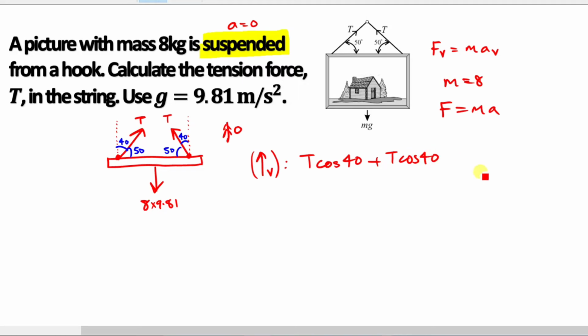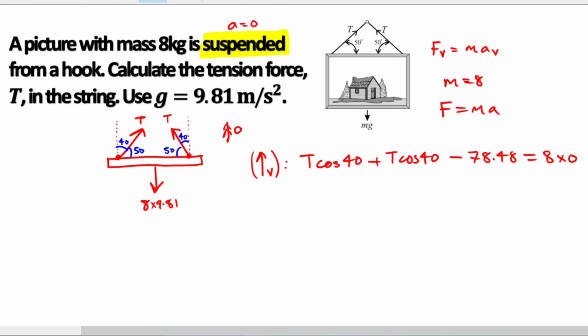That's it. And now the downward forces are negative. The only downward force we have is 8 times 9.81, and in the calculator that gives us exactly 78.48 newtons. And all of that is going to equal your mass, which is 8, times the acceleration, which is 0.